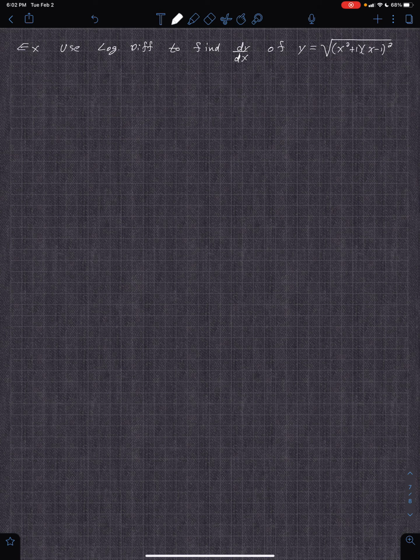Let's look at this example. Use logarithmic differentiation to find dy/dx of y equal to the square root of the product of (x squared plus 1) and (x minus 1) quantity squared. So just as above, take the log of both sides.